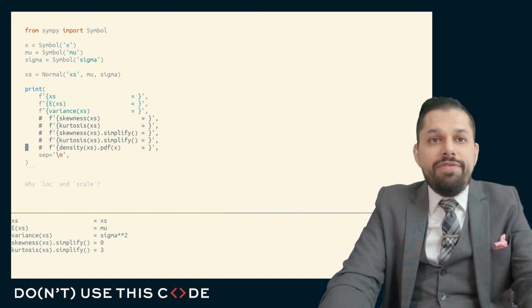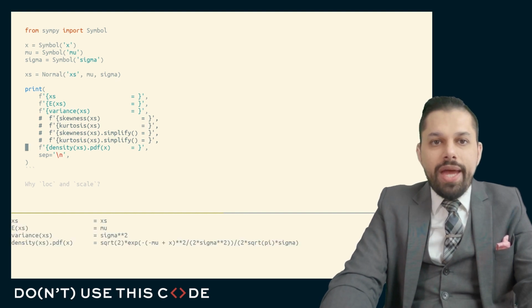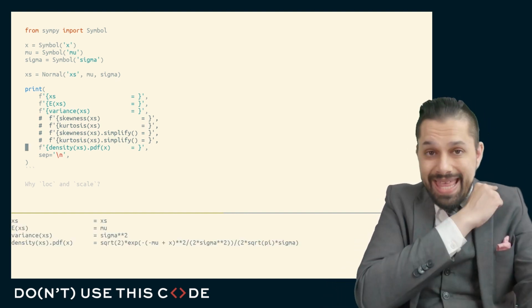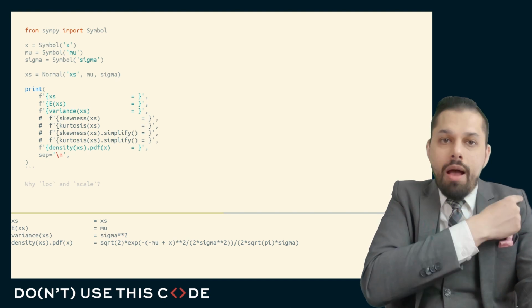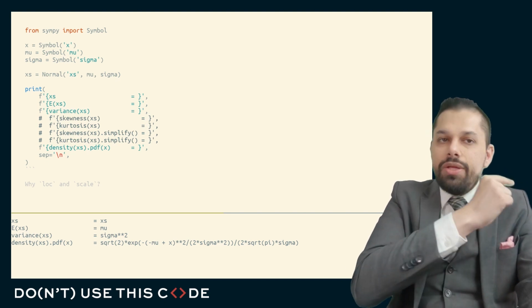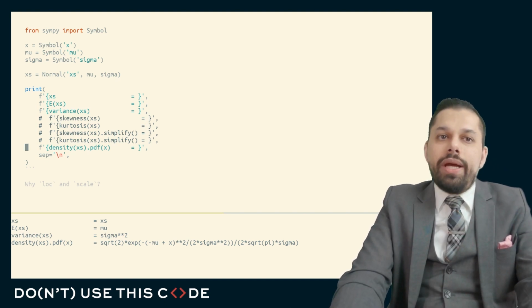And we can even do things like compute the PDF in terms of X, and you can see here it can give us what the PDF is, and this is the formulation for what the probability of any individual value in a normal distribution might look like.